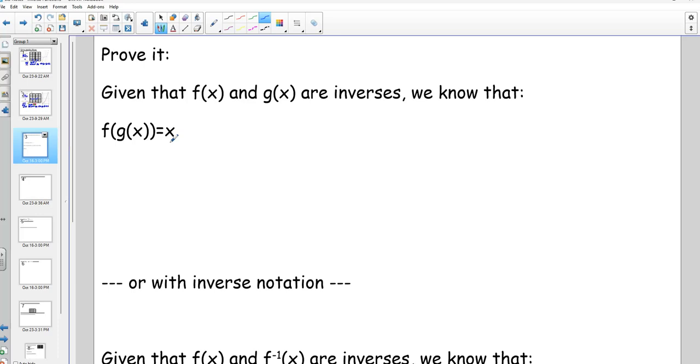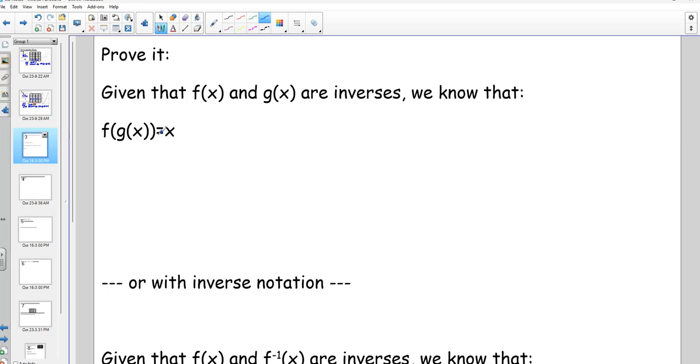Think of a really simple example. If f is x plus 5 and g is x minus 5, right? If you add 5 and then you subtract 5, then you just have x left, right? So this is always true for inverses. It's the definition of an inverse. This has to be true for you to have an inverse. It is also true that g of f of x has to equal x as well, but we just need one thing to do here.